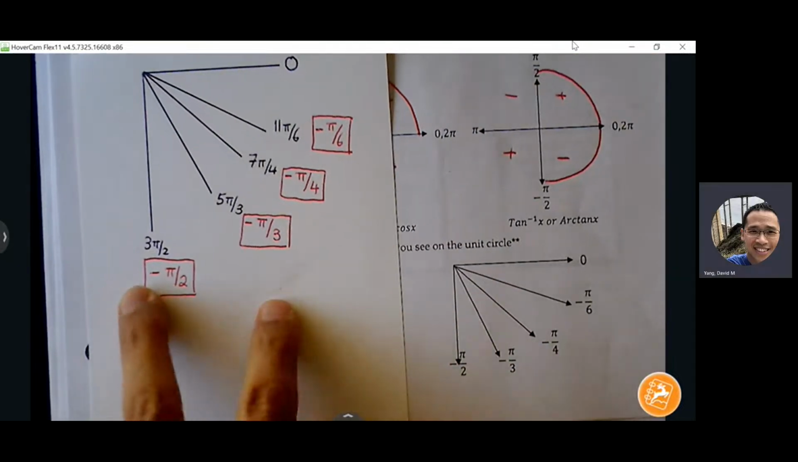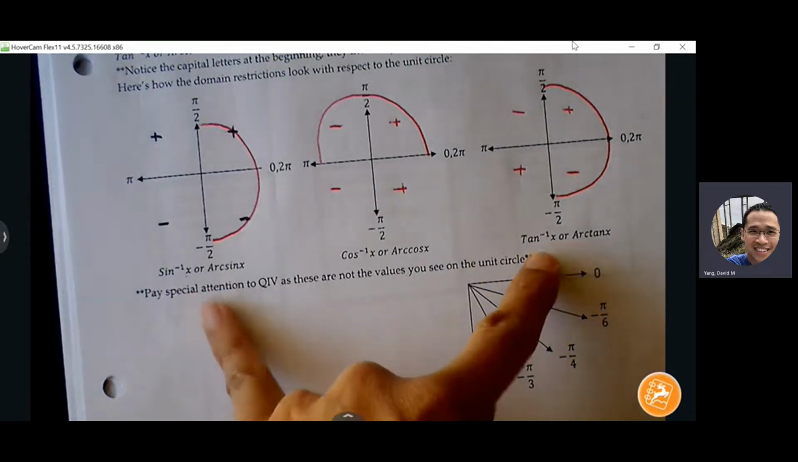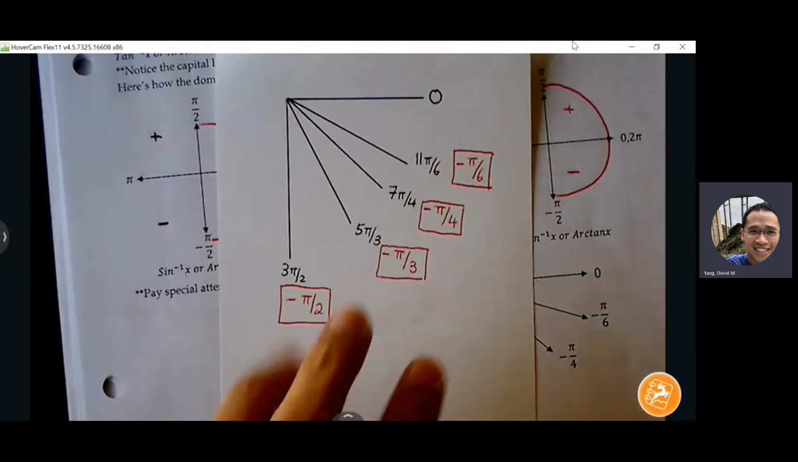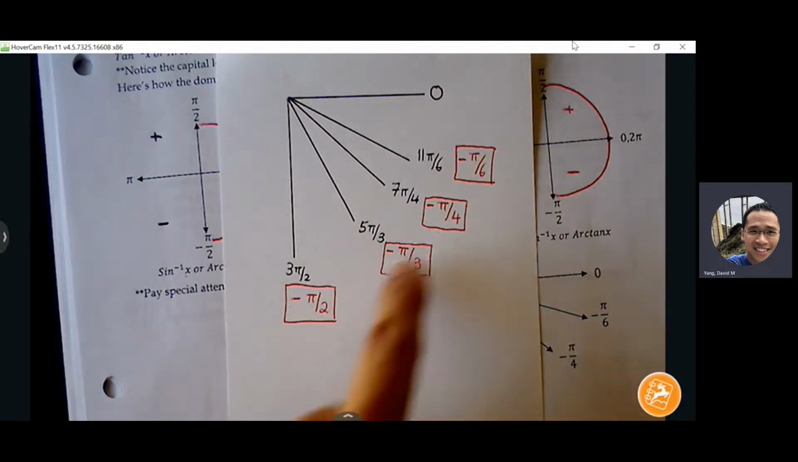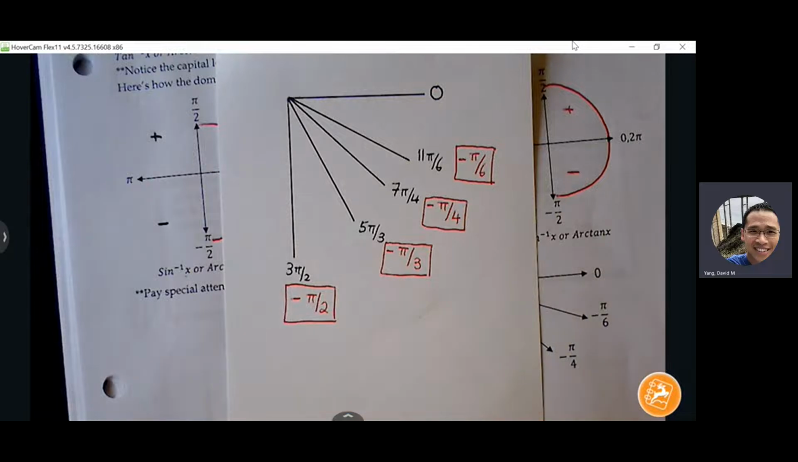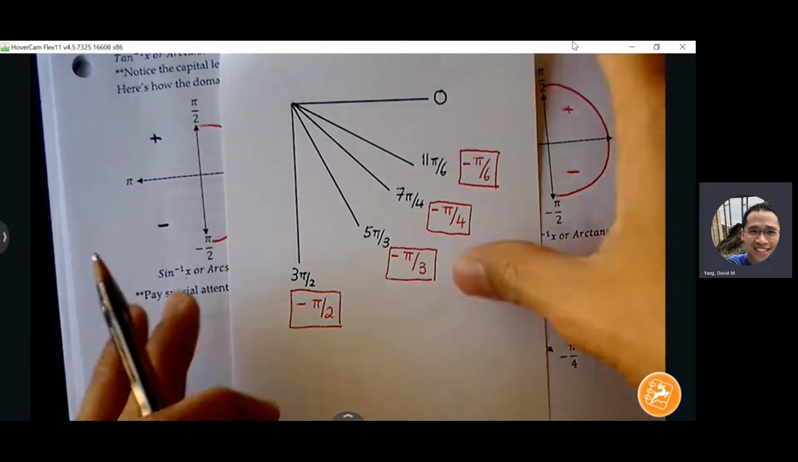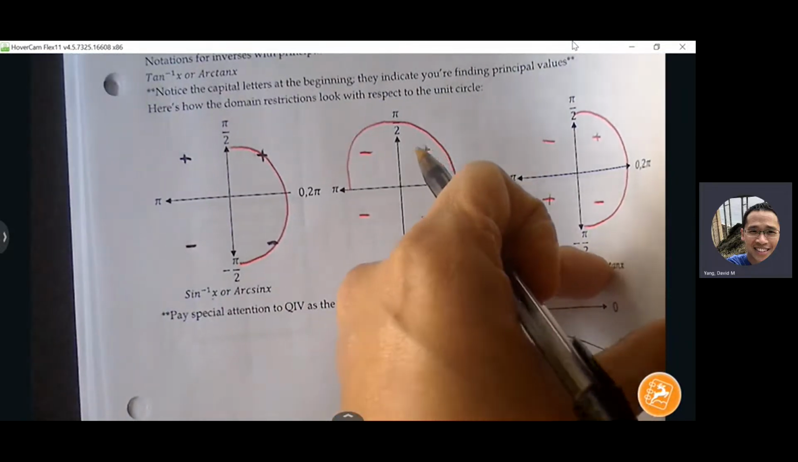Okay. Now, you're only going to be doing this for sine and tangent. For cosine, you're just going to go from 0 to pi. But for sine and tangent, if you see something that's a negative value, you have to go to the fourth quadrant. I know it feels very abstract right now, but I think as soon as we get to our unit circle, we'll just be able to nail this down.